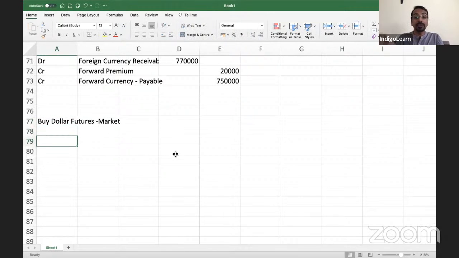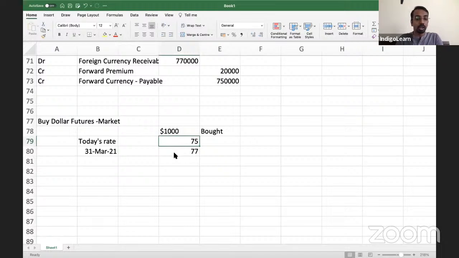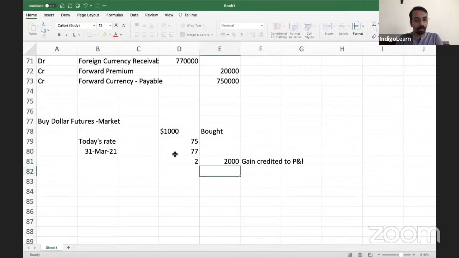Okay, now if I buy dollar futures in the market, let us say today's rate is 75. On 31st March, the rate becomes 77. And let us say I bought $1,000. Right? So if I bought $1,000, 77 minus 75, 2 rupees per dollar is my gain. So 2,000 will be gain credited to P&L. Okay. And let us say I sell it off on 30th of June at 78. Okay. So what is the gain now? 78 minus 77, 1 rupee is the gain. 1 multiplied by 1000, this will be credited to P&L.